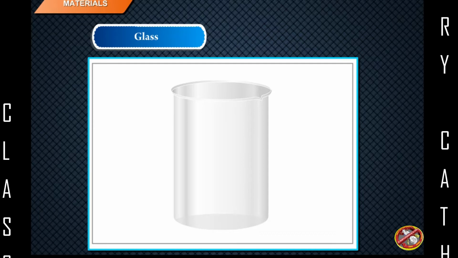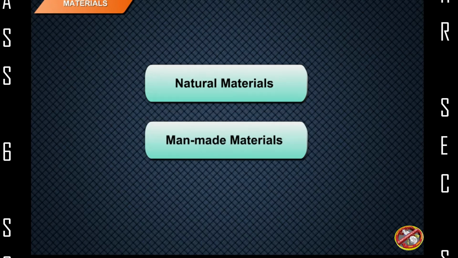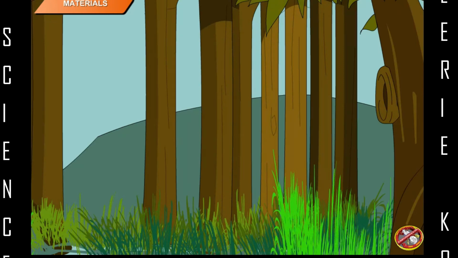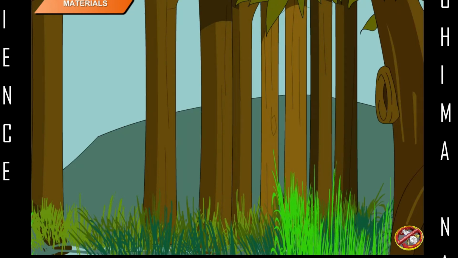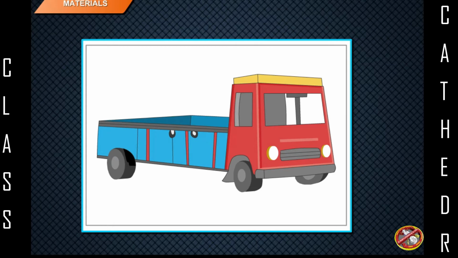Materials are generally of two types: natural materials and man-made materials. For example, wood is obtained from nature, so wood is a natural material. Plastic is made in factories, so it is a man-made material.